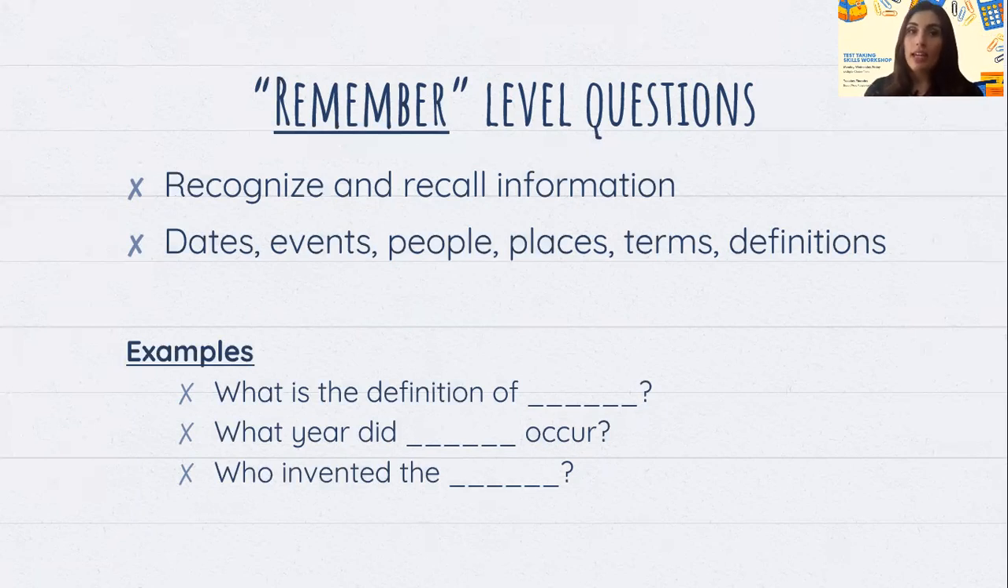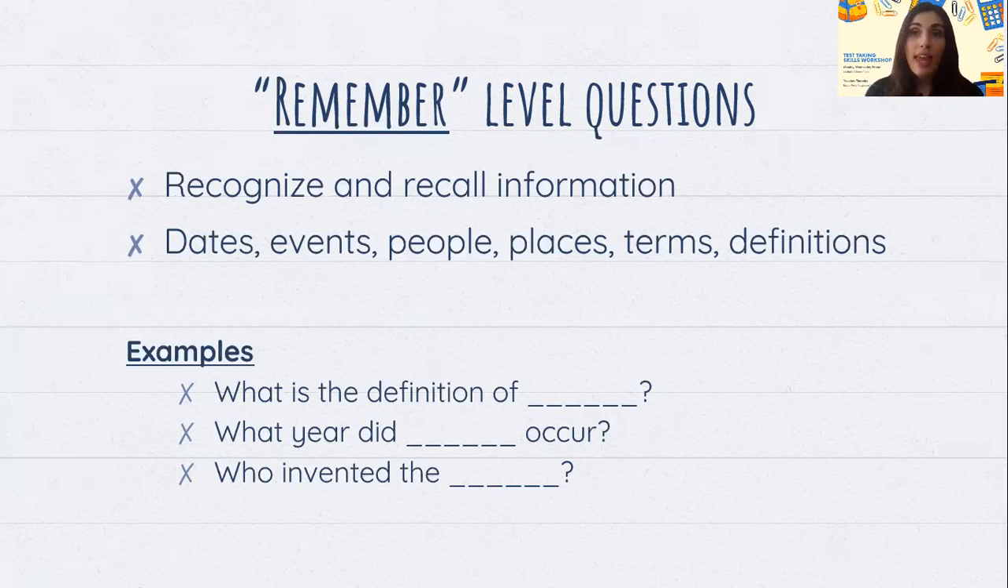You may need to recognize and recall dates, events, people, places. It could be key terms or vocabulary words. You might need to recognize the correct definition. And here are some examples of questions in this first level, the remember level. So what is the definition of blank? That could be any vocabulary or key term. You're asked to select the definition from a list of choices, and you simply have to recognize the correct definition.